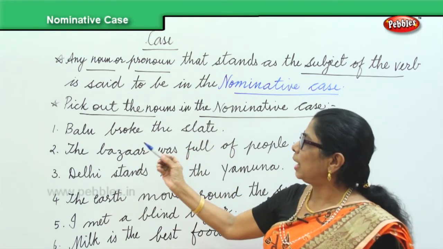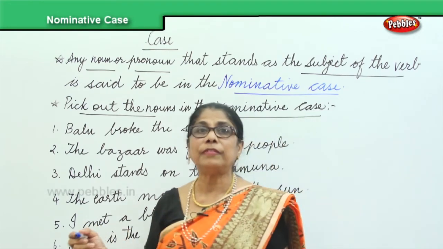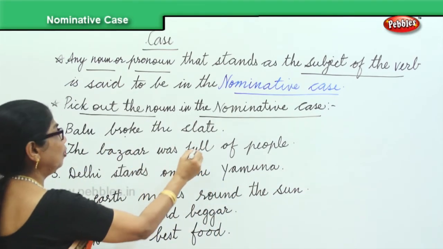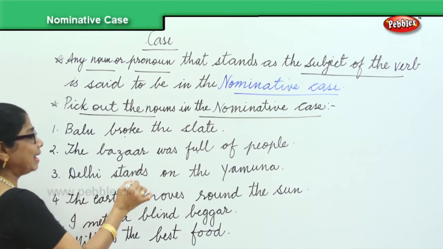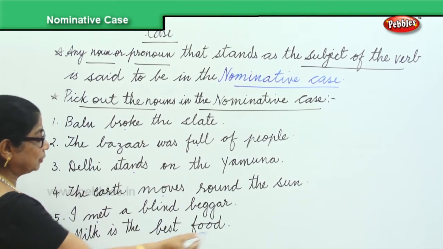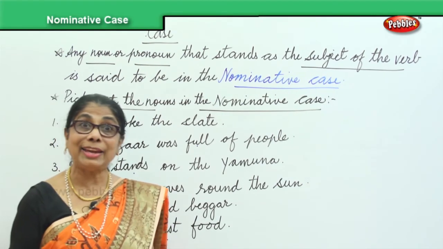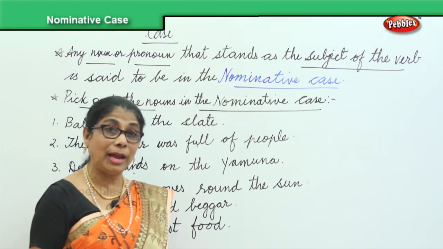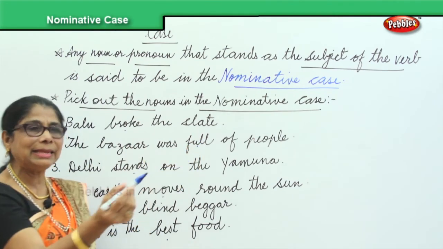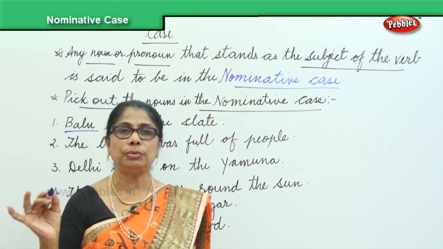Now, in the first we have Balu broke the slate. Now, which is the subject of the verb? First, let's look at the verb. You have broke, full, stands, moves around, met, and the best food. Now, Balu broke the slate. We are looking at nominative case, any noun or pronoun that stands as the subject of the verb. Now, who broke the slate? Balu. So, Balu is supposed to be in the nominative case.